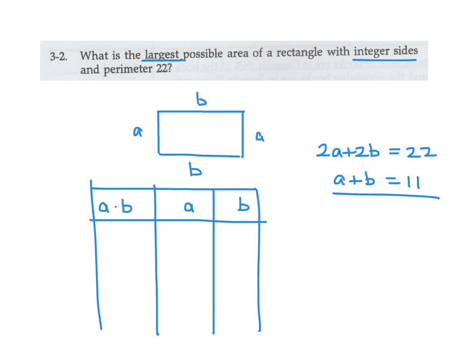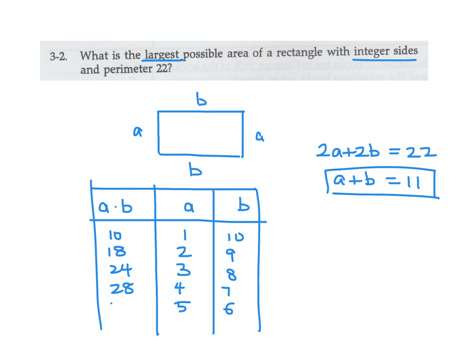Okay, let's start with the smallest possible value of A, which I think is 1, because that's the smallest integer. If A is 1, then B is 10, because remember, they all have to abide by that rule. And therefore, A times B would be 10. And that's basically what we're doing here. So 2, 9, that's going to be 18. 3 and 8, that's going to be 24. 4, 7, 28. 5 and 6 would make it 30.